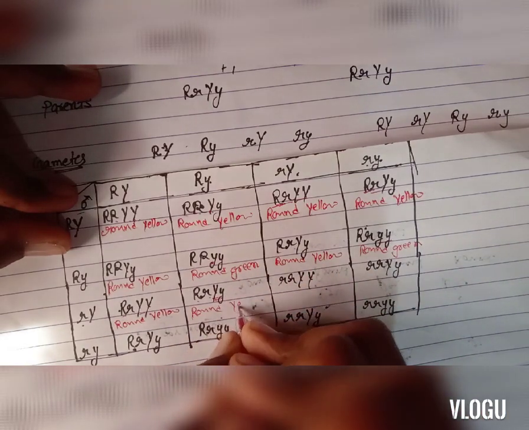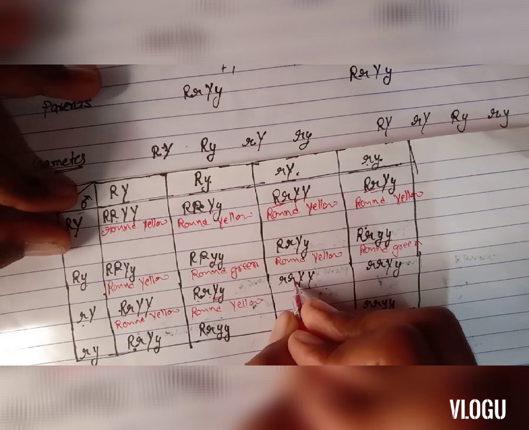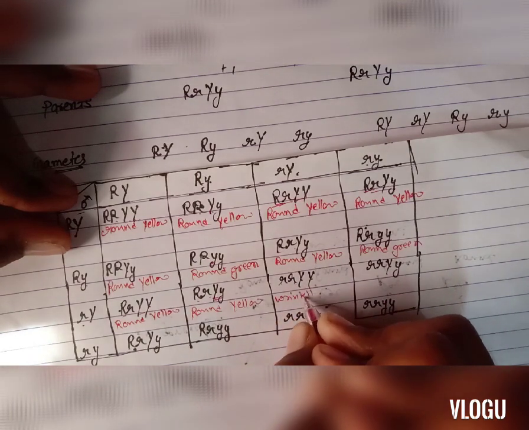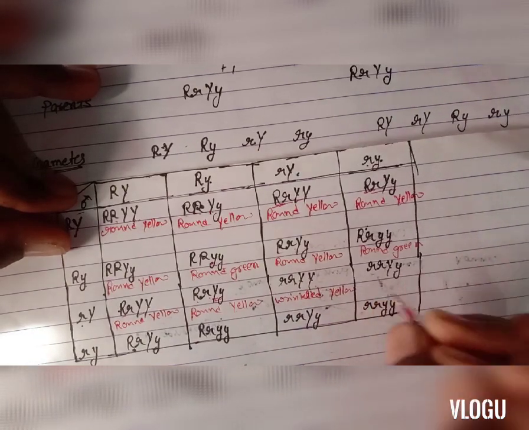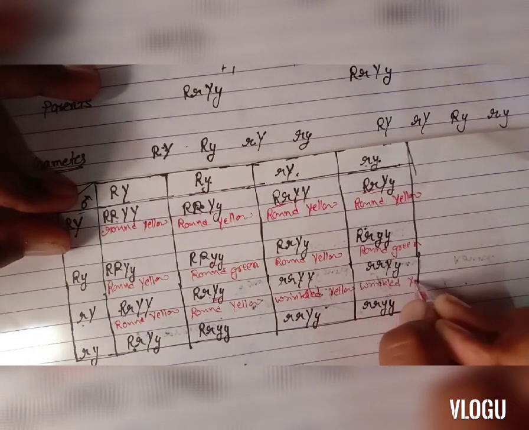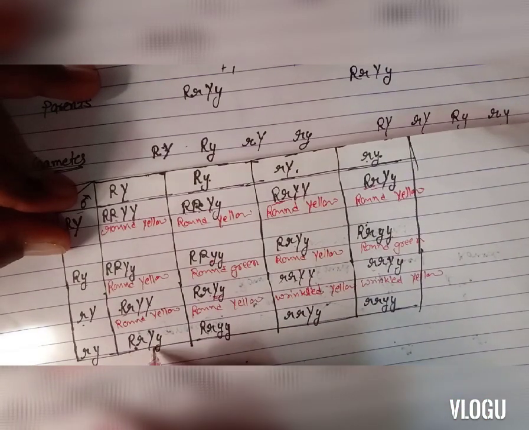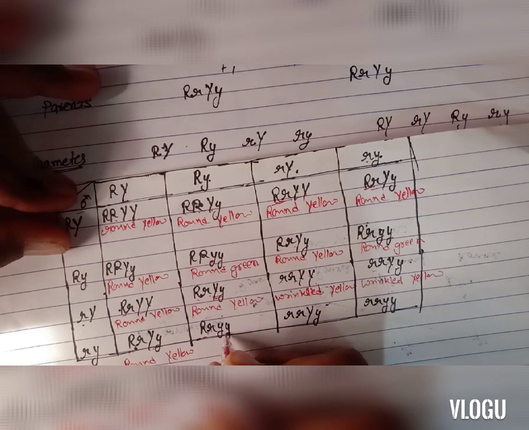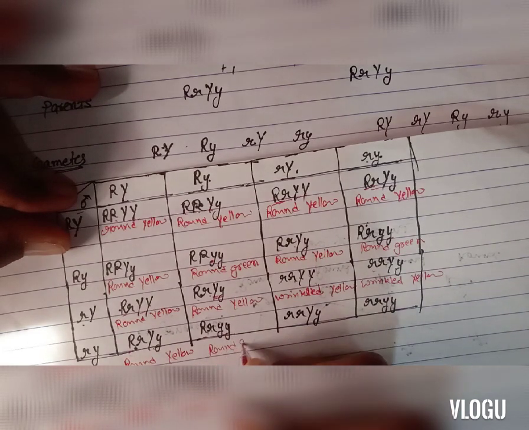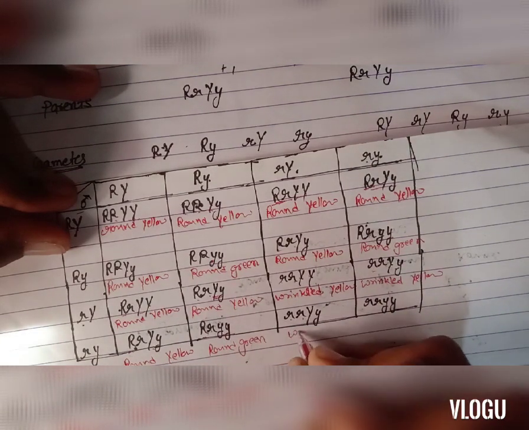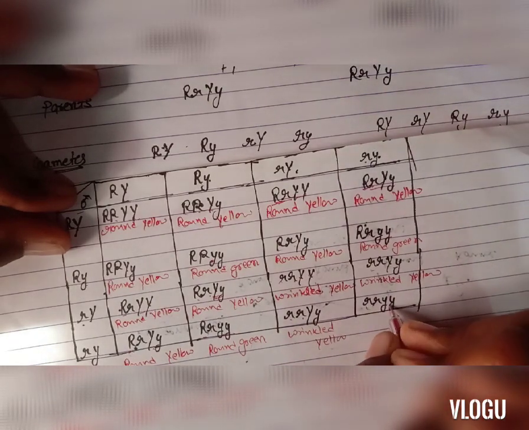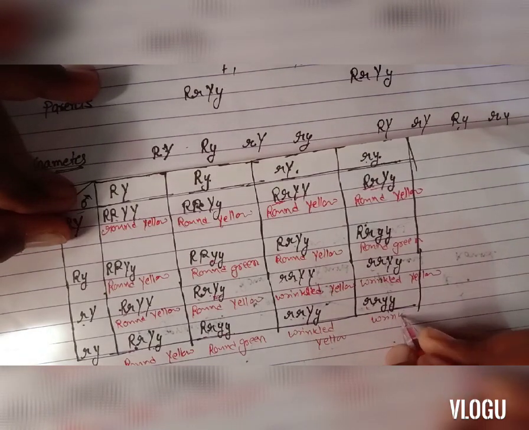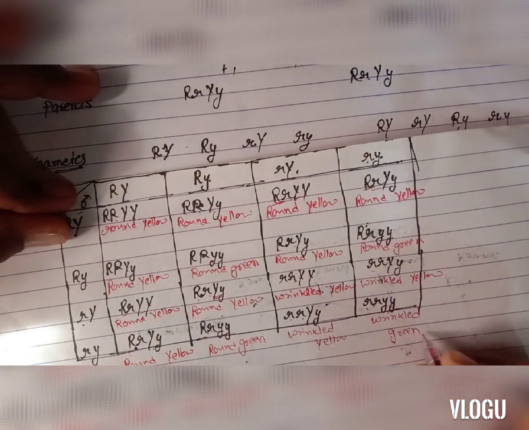Round, yellow. Here small r, homozygous state for the recessive. Wrinkled, wrinkled. Capital Y, yellow. Here wrinkled. Capital Y is there, yellow. For this, both are heterozygous, round, yellow. Here round and green, homozygous for the recessive. Here wrinkled, yellow, and this is both the recessive homozygous, so it will be wrinkled, green.